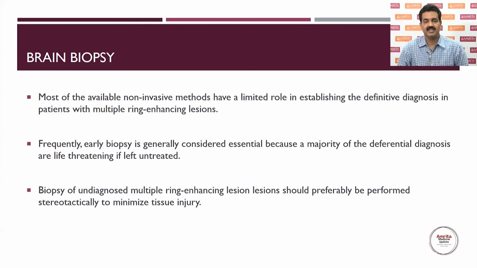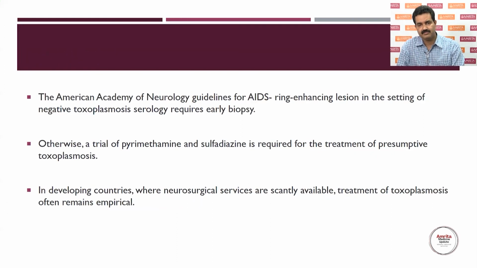So biopsy of undiagnosed multiple ring enhancing lesions should preferably be performed with stereotaxy, with minimal tissue injury. So this is well possible. Especially in HIV patients, the American Academy suggests doing a biopsy for toxoplasma serology negative patients, because if it is negative for toxoplasma, it could be lymphoma, tuberculoma, or fungus, and we have to identify them and treat accordingly.